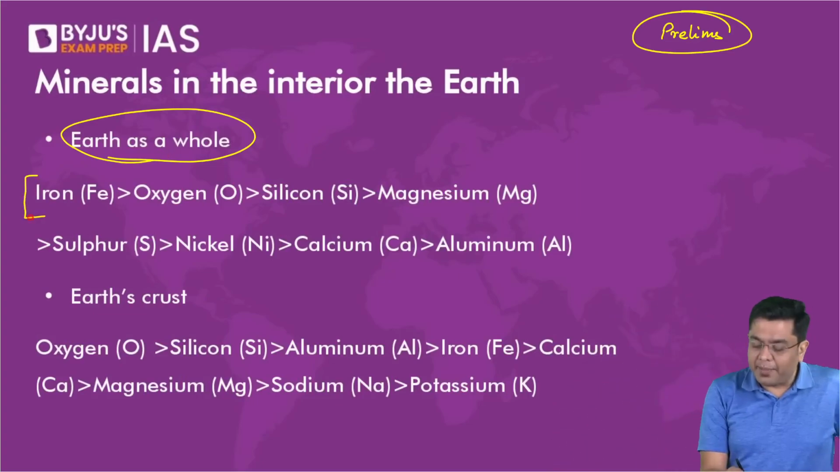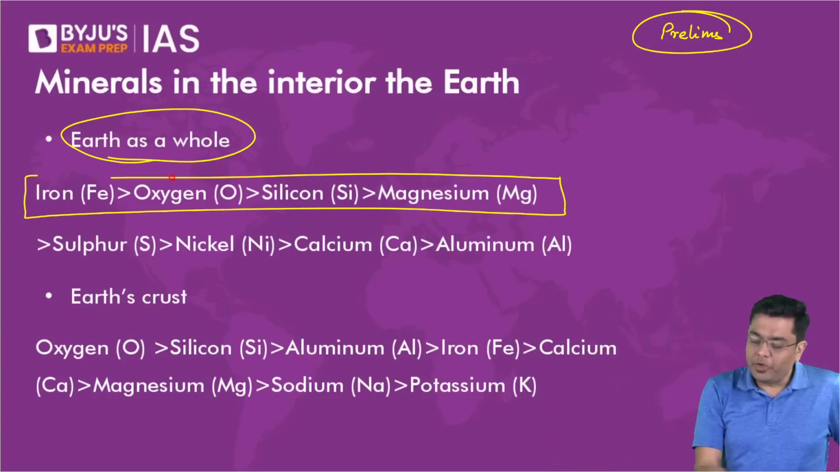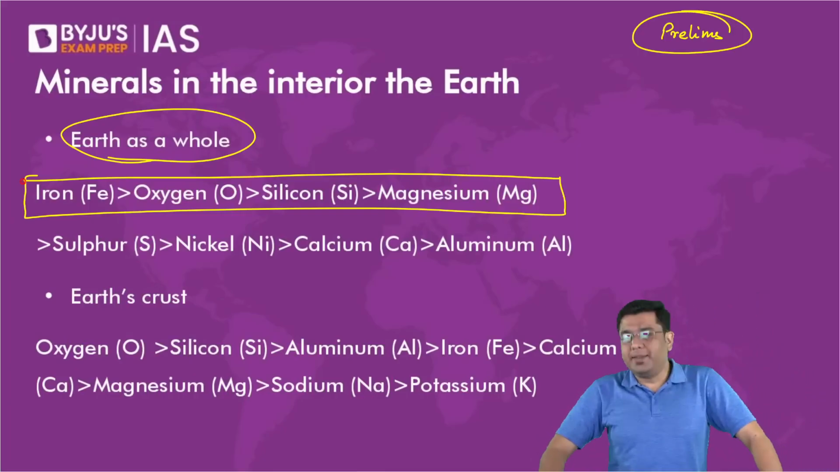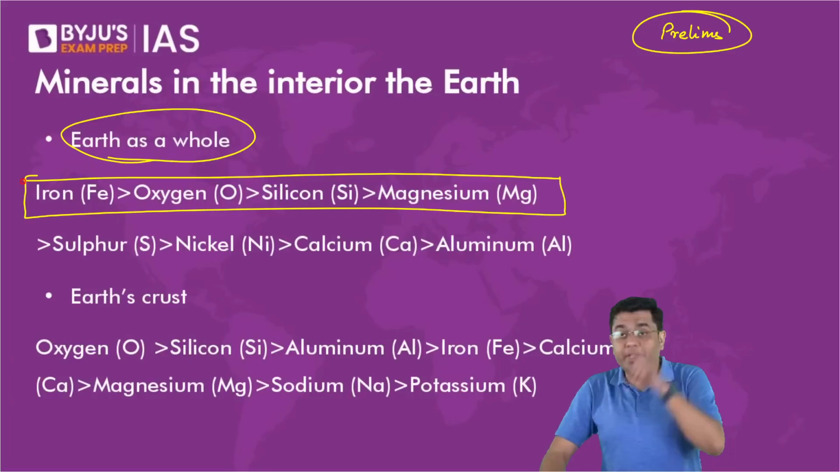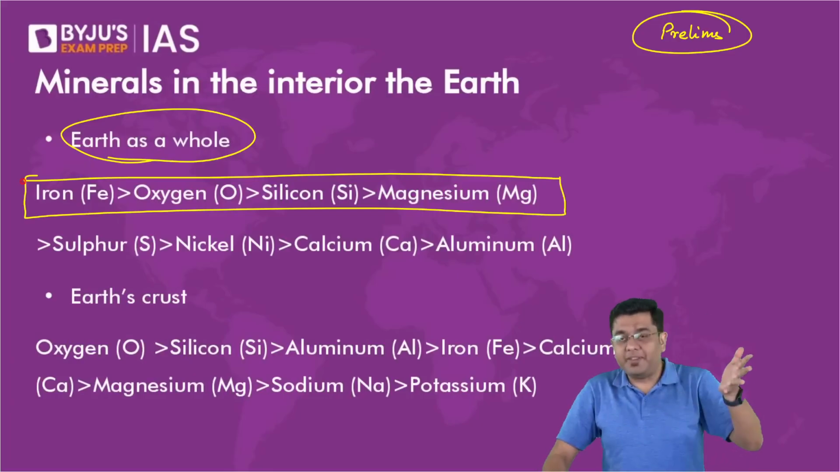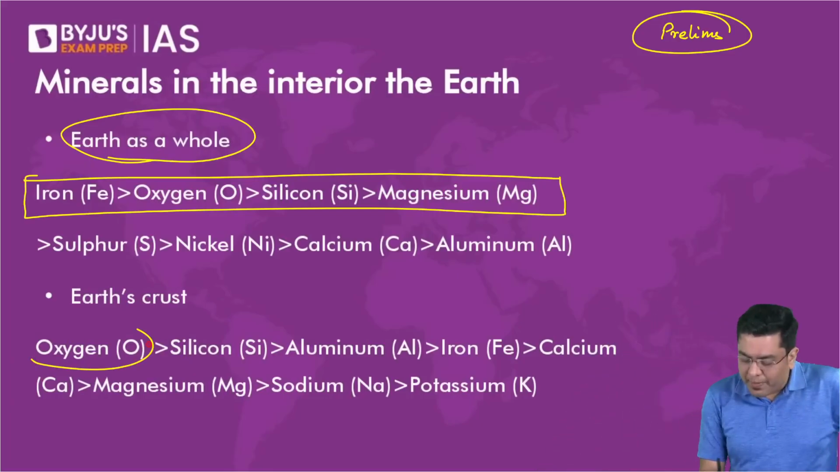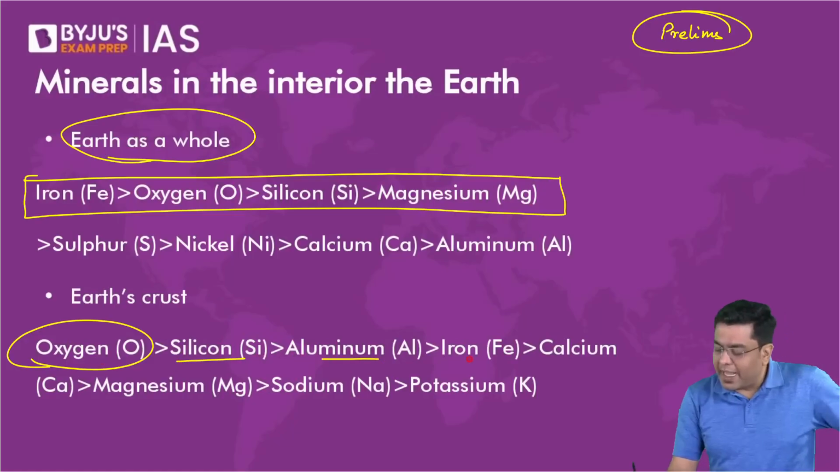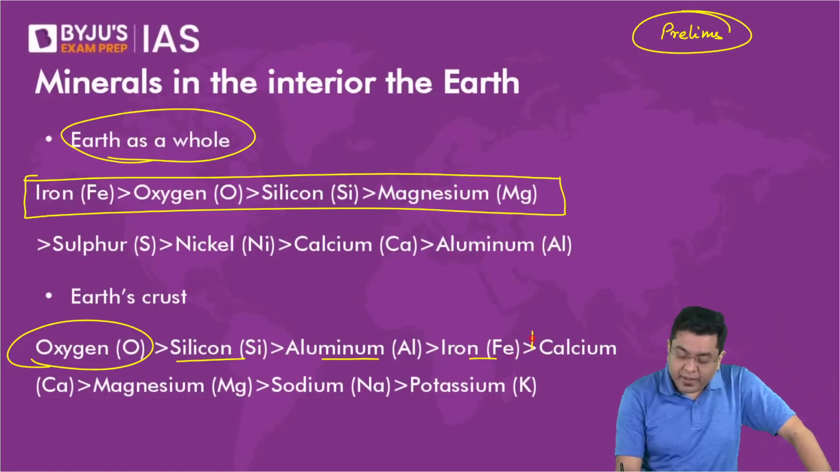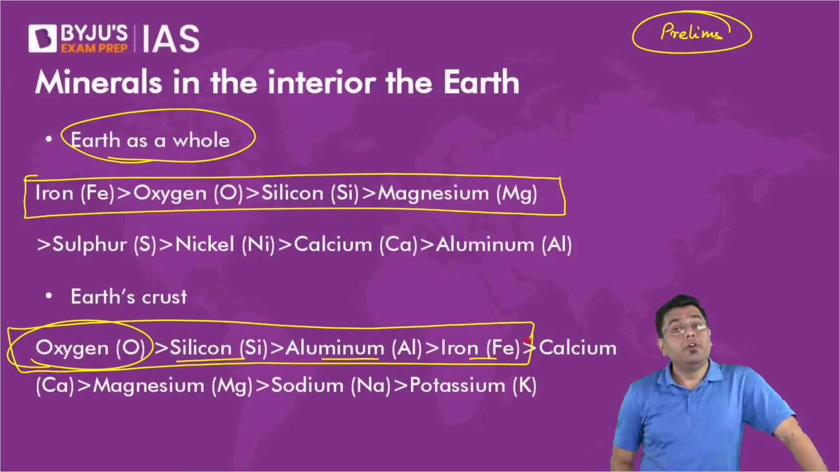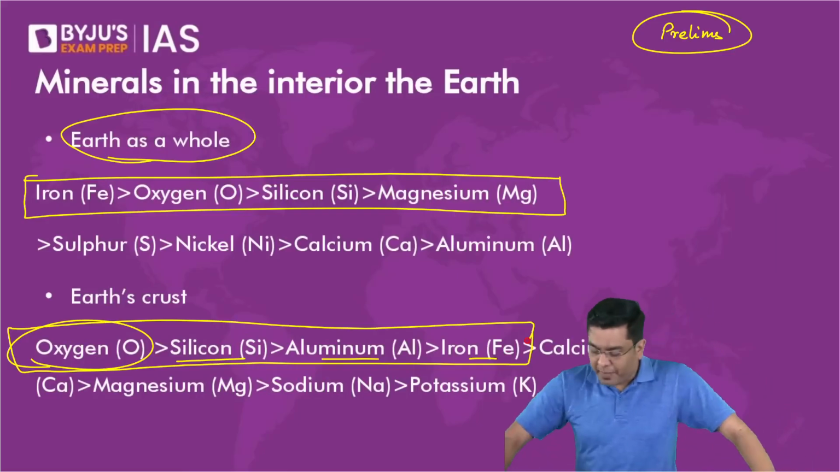Ideally, for your examination, the top four need to be recalled. But when you consider only the Earth's surface, not the entirety of the planet, only the top of the crust, there oxygen is the most abundant, followed by silicon, aluminium, and then comes iron. So again, the top four you need to recall for your examination.